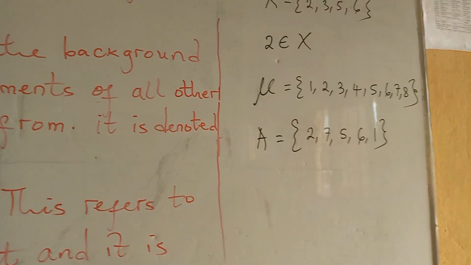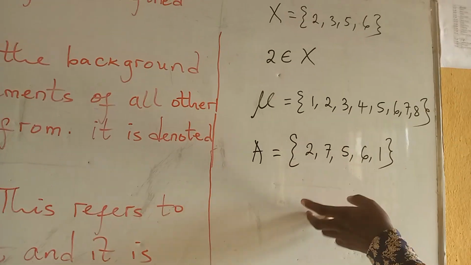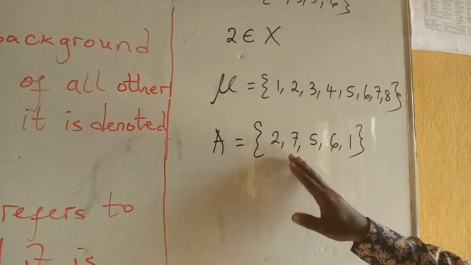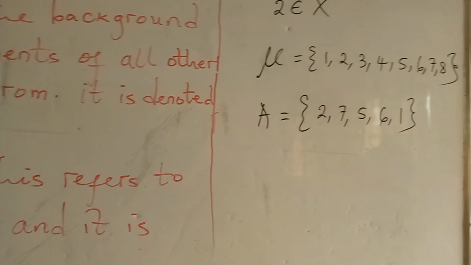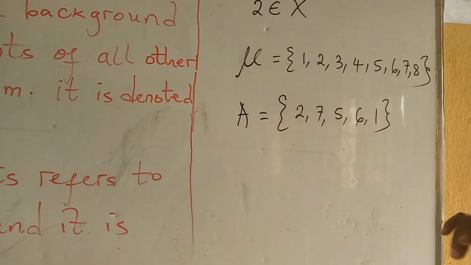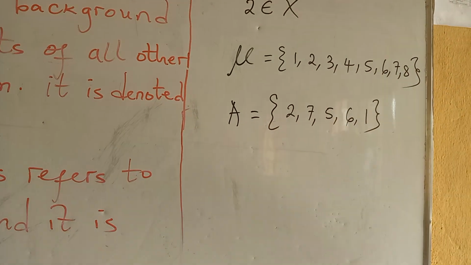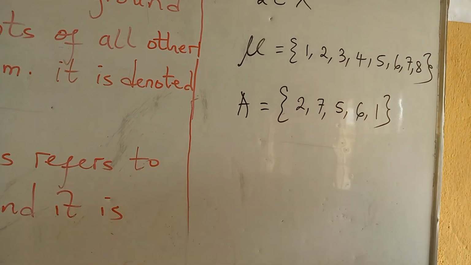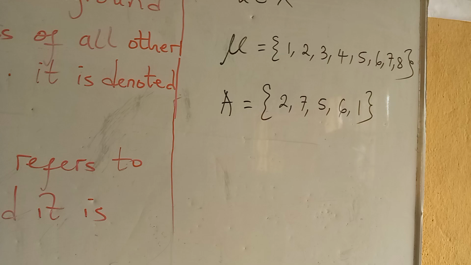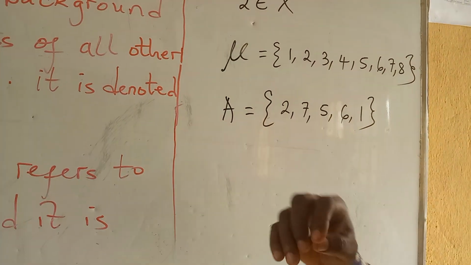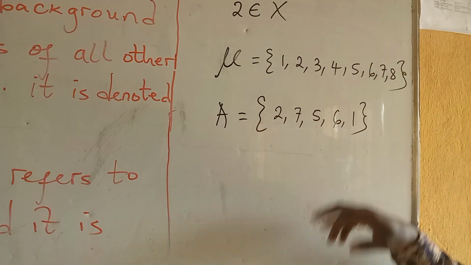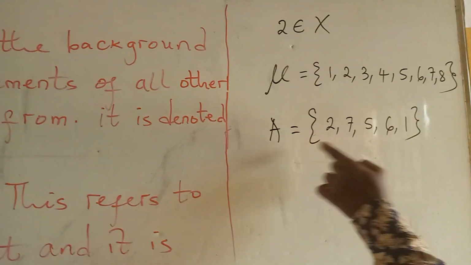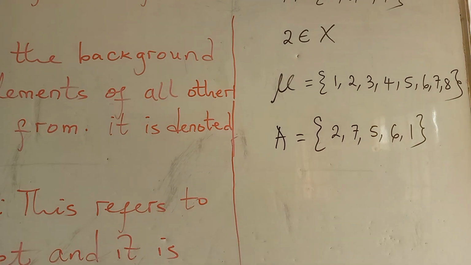Now, your question will be, why are the numbers not in order? Why did I not arrange it in order of magnitude? The reason is this: when you are listing elements of a set, the order is irrelevant. The order is not important. What that simply means is that it is not a must that you should write 1 before 2. You can arrange it like this. It is still the same thing. So the order of listing elements of a set is not important.